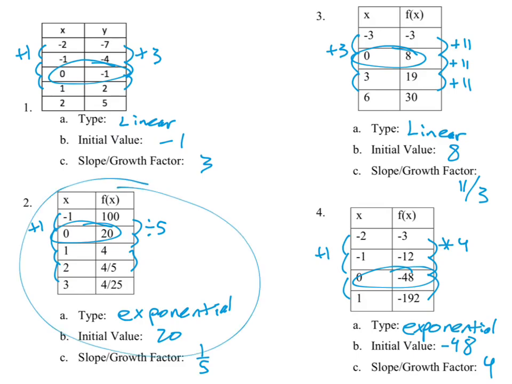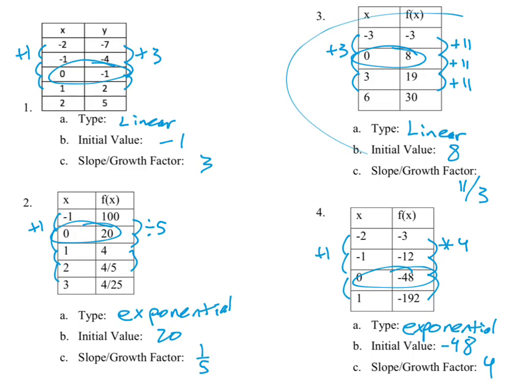Number 2, I notice a pattern of x's going up by 1s, but my y's were dividing by 5 each time, so that means it's exponential, and since it's divide by 5, I'm going to put my growth factor as 1/5. The initial value, again, is just when x is 0. Number 3, the initial value, again, where x is 0, so it's 8. I looked at my x's, and they're going up by 3, and my y's are going up by 11, so my slope's going to be 11 over 3.